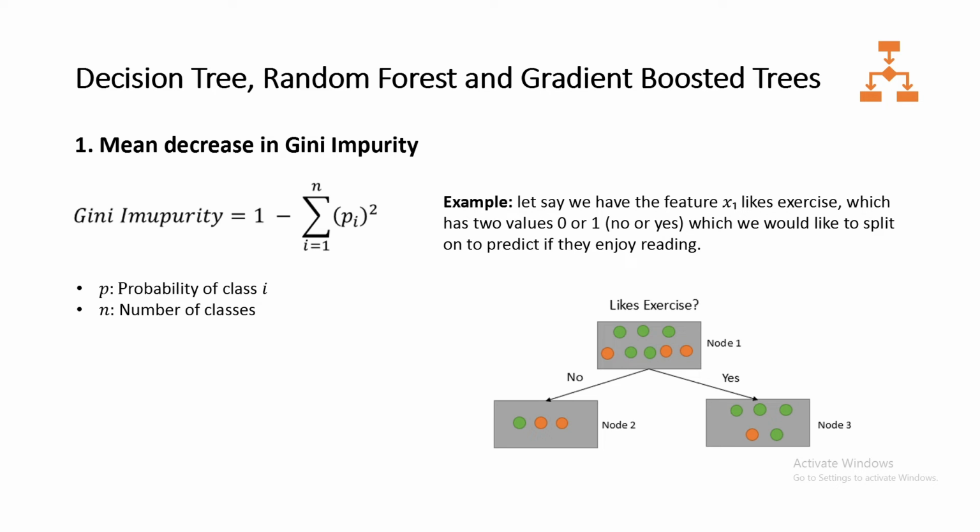We can think that the maximum impurity of a node is when we have an equal mix of two classes. When P1 is a half and P2 is a half, we get the maximum value of Gini impurity, which is a half.